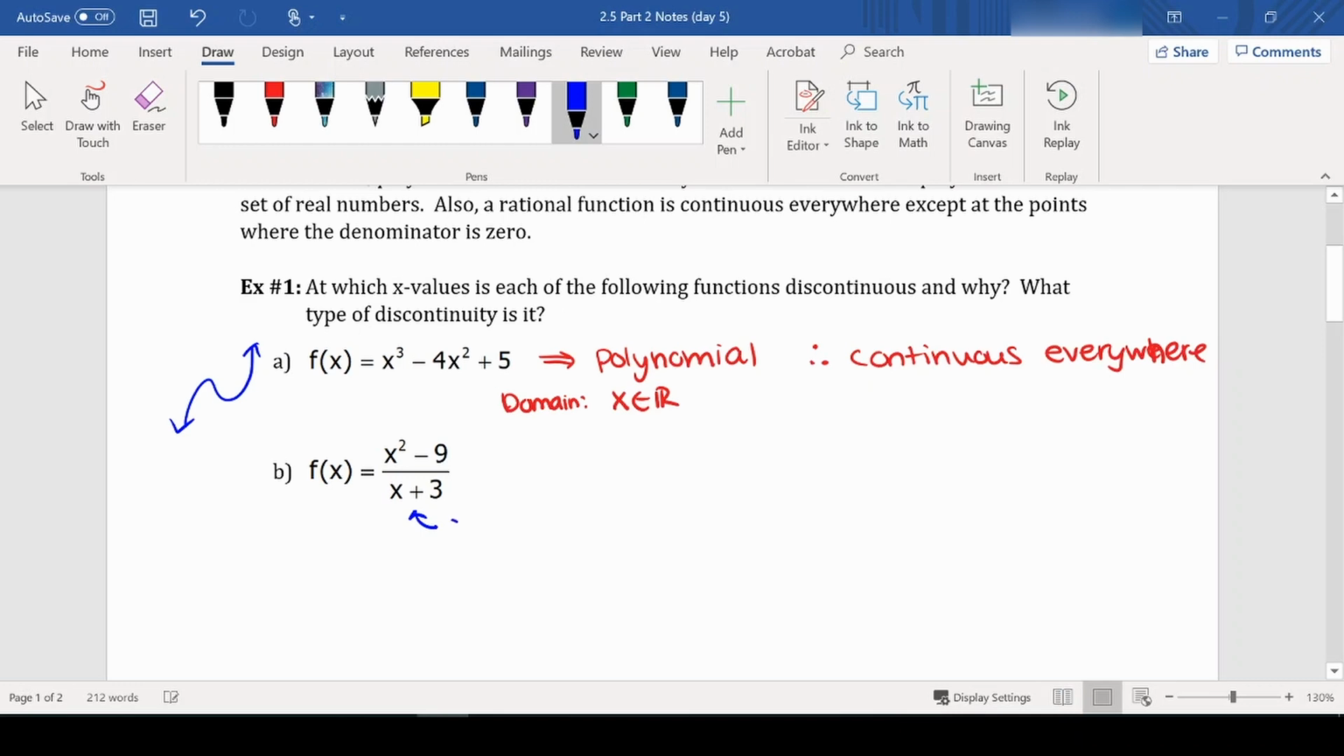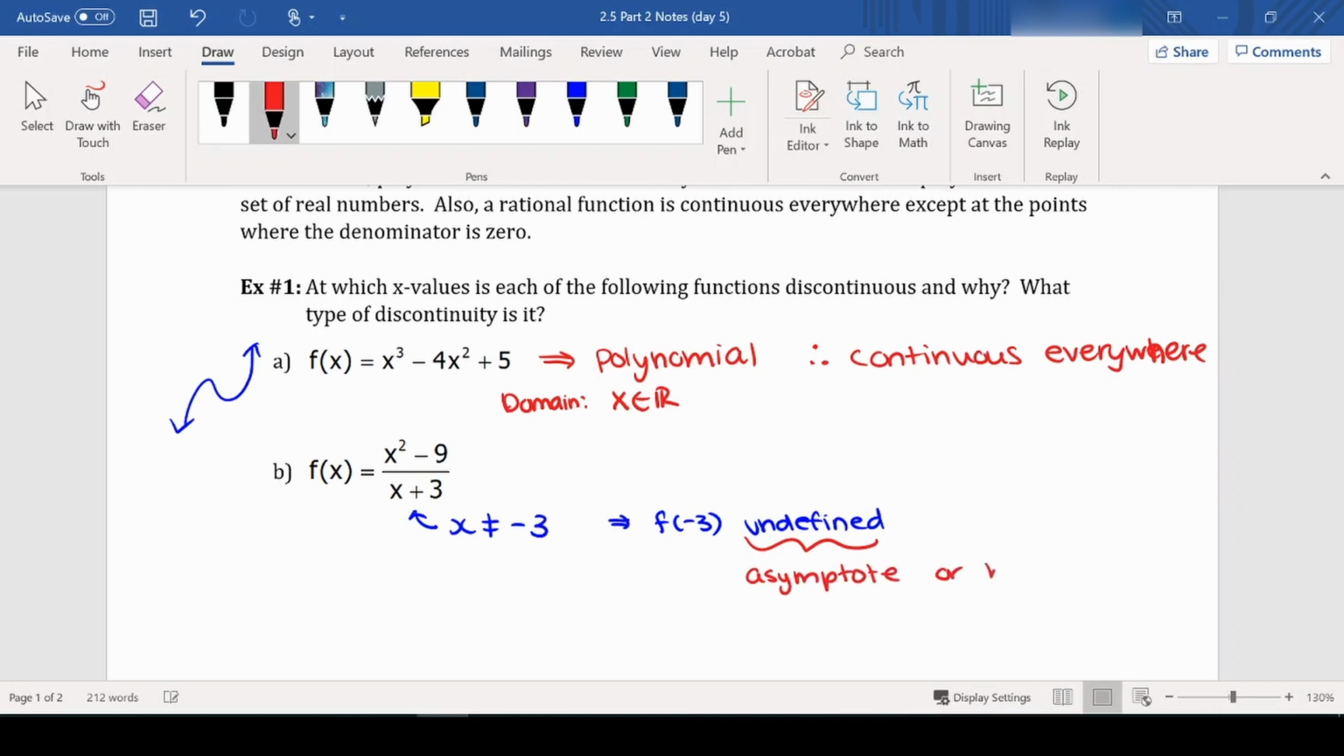We know that we have a domain of x cannot equal -3. That means that f of -3 is undefined. And the question basically is this undefined like an asymptote or undefined like a hole? So we know from Math 12, we have asymptotes if there are no common factors. If we factor everything and we have a common factor between the numerator and the denominator, then we would have a hole. So the question is, why is it undefined? Is it an asymptote or a hole? We need to factor.